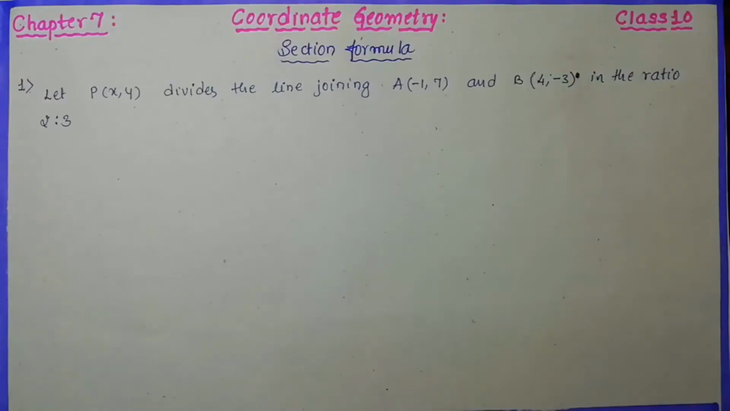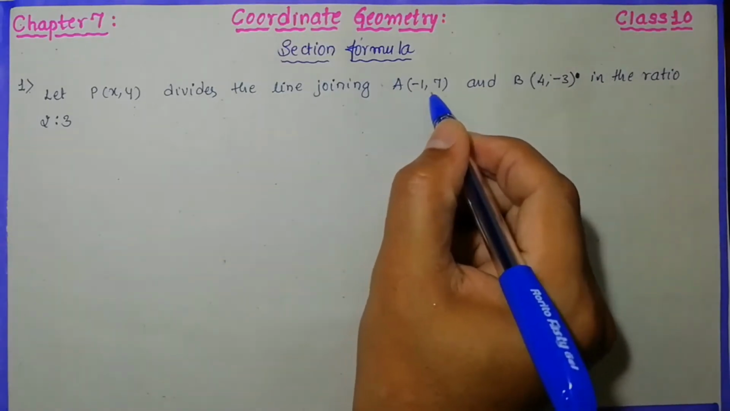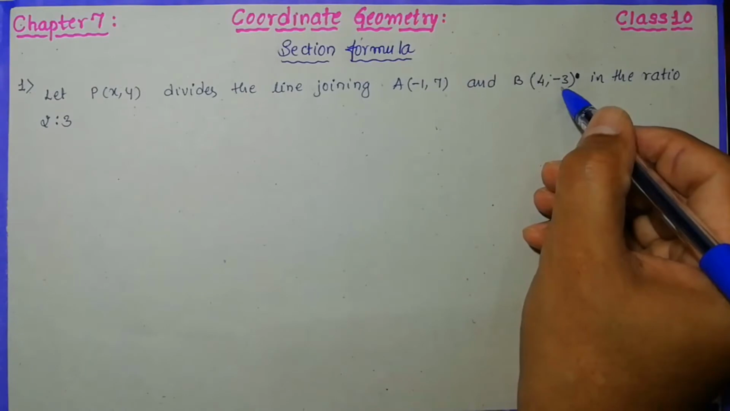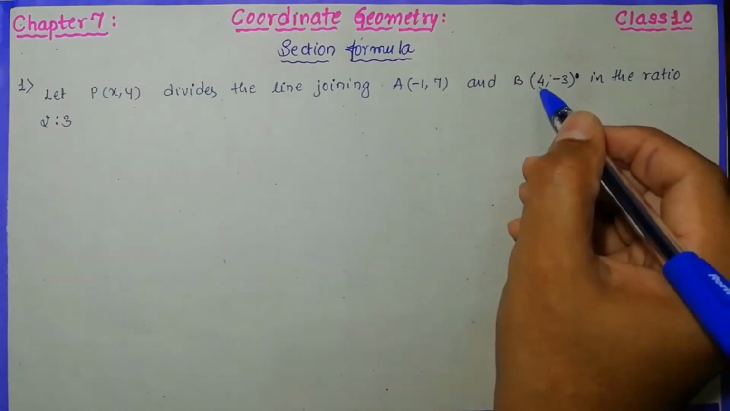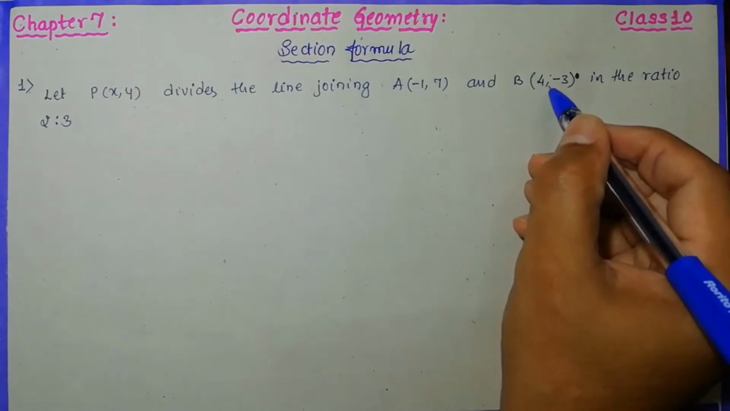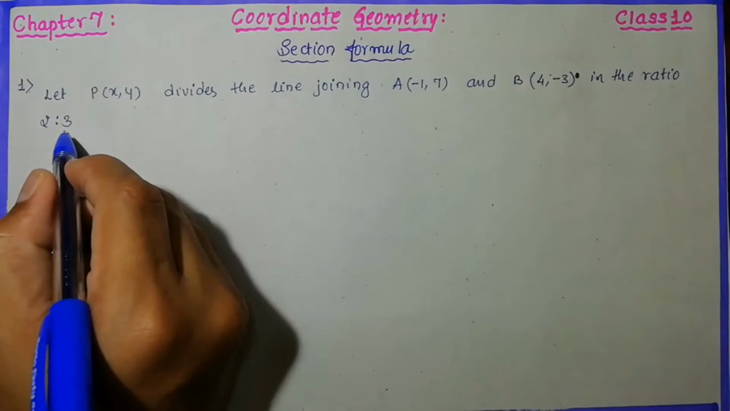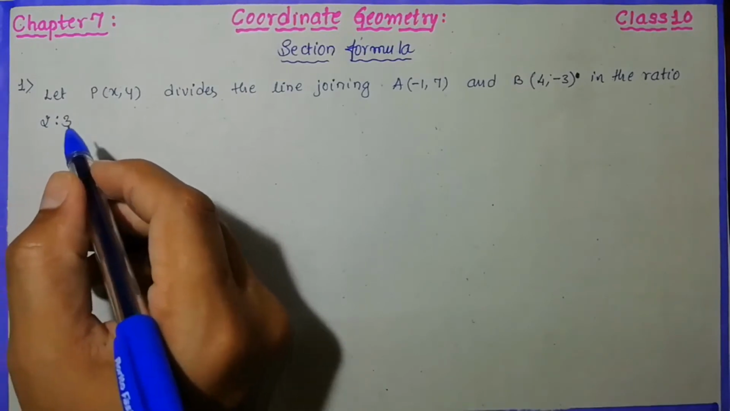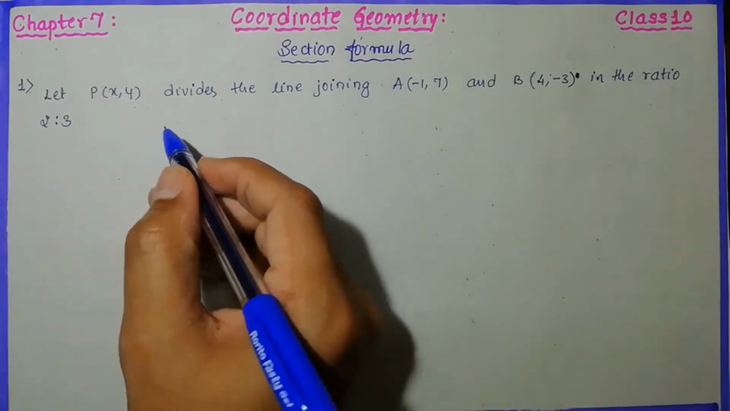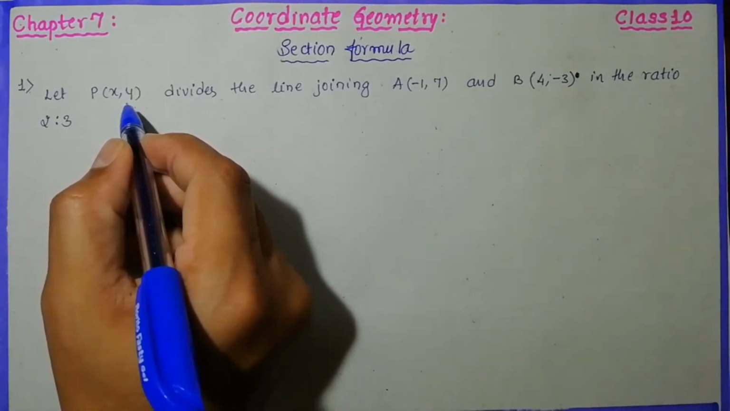I have already written the given data. It is like this: the 2 points (-1, 7) and (4, -3) are actually A and B. If you join A and B, you will get a line segment, and you have to divide this line segment in the ratio 2:3. You have to find out at which point we have to divide it, which means we have to find the coordinates of P(x, y).